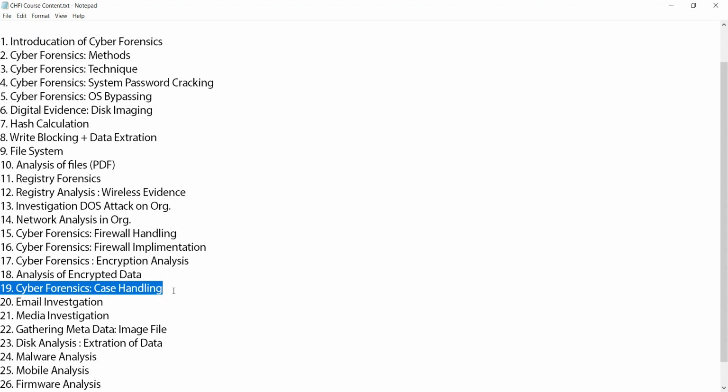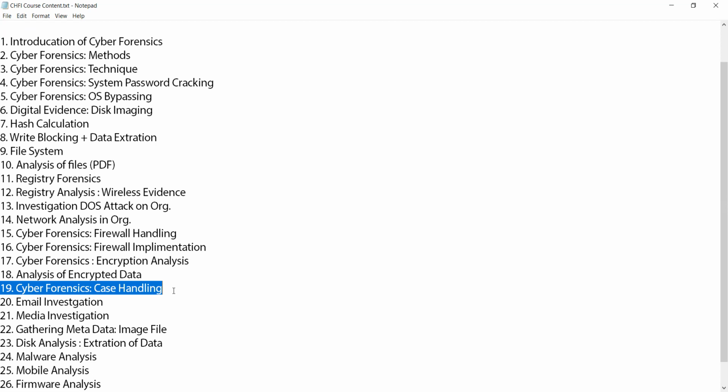Okay, the next thing is cyber forensic case handling. Guys, this is a very important module, because we will discuss how investigators investigate the whole case. In that case, they use a case handling procedure, and the tool name I will tell you is Autopsy. We will use the Autopsy tool and see how a cyber forensic investigator investigates the whole case using the case handling procedure used by the Autopsy tool.